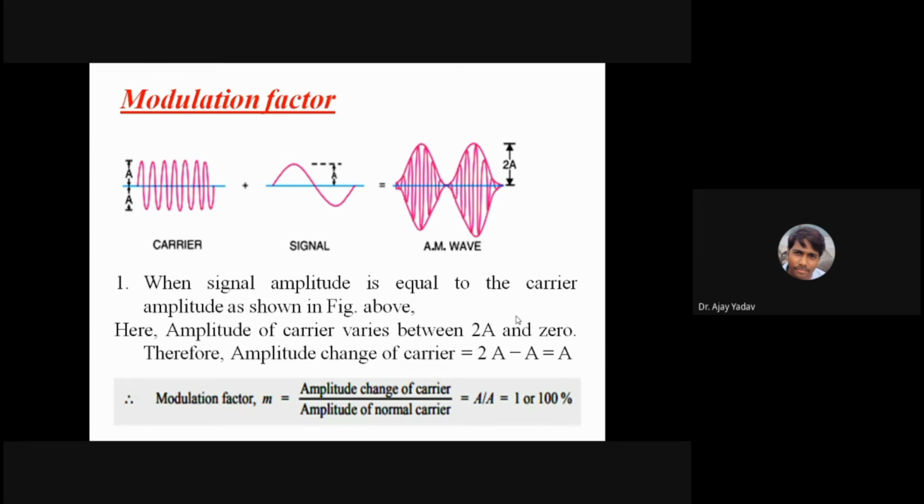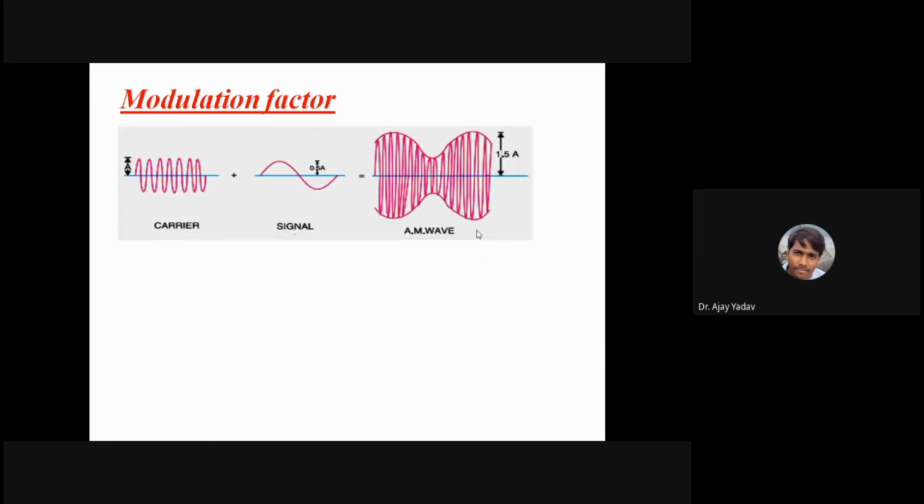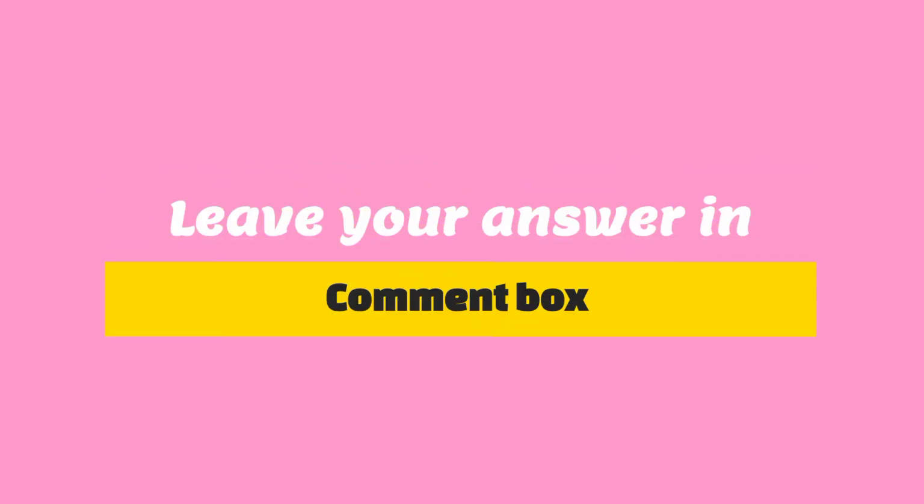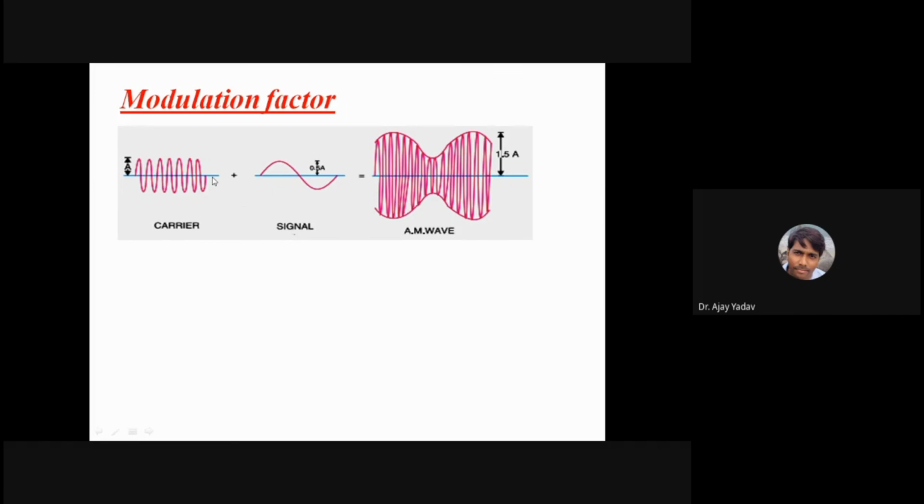What will be the modulation index? Okay, tell me what is the modulation index in this case. So here 50% is the right answer.